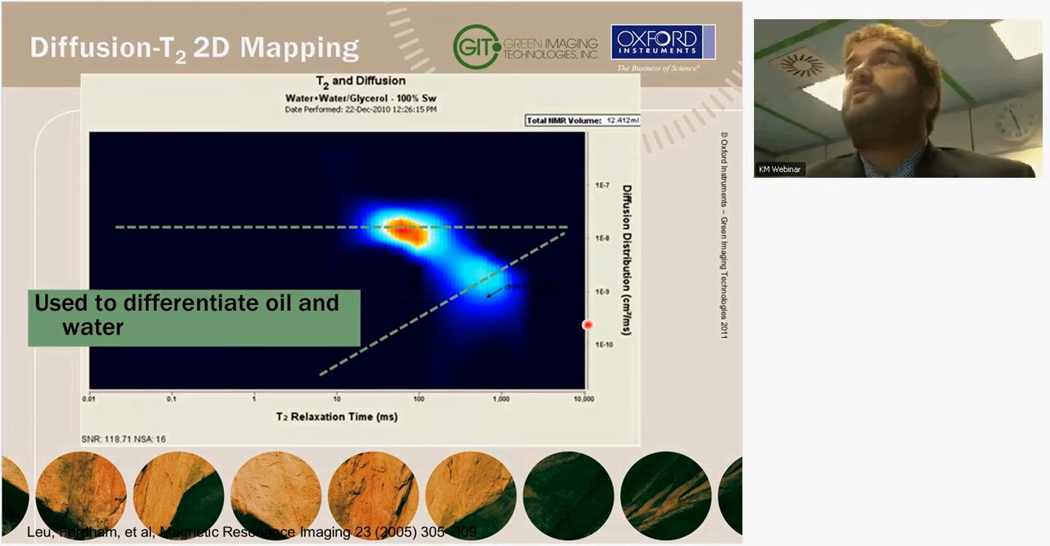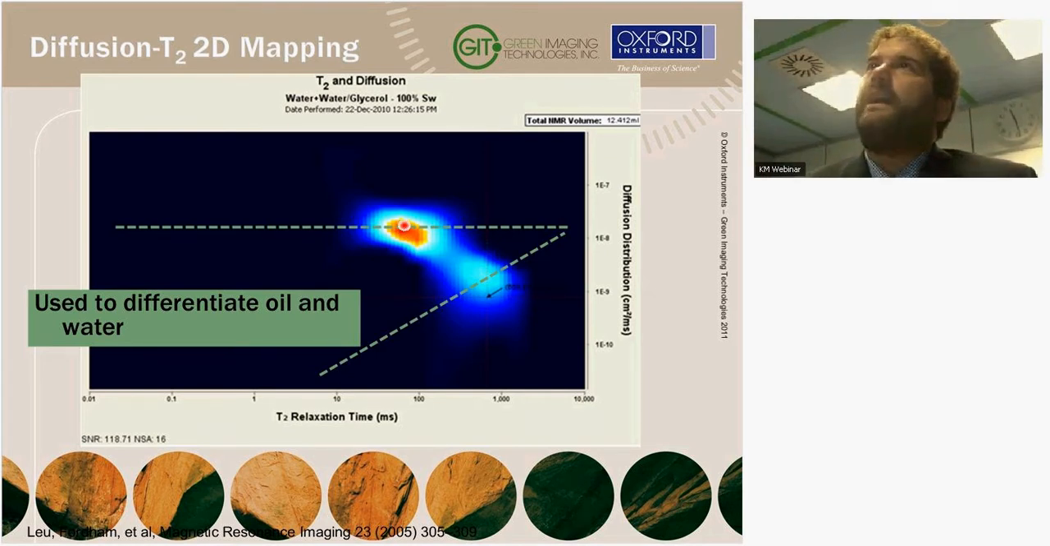We use diffusion to help separate oil and water. Remember I showed you those overlapping peaks for T2? If we measure diffusion at the same time, we can try to separate those peaks, and indeed you can do that. So to further explain these maps, we have T2 and diffusion. If we look here at this point where it's bright, this gives us an indication of how much hydrogen we have at those values.